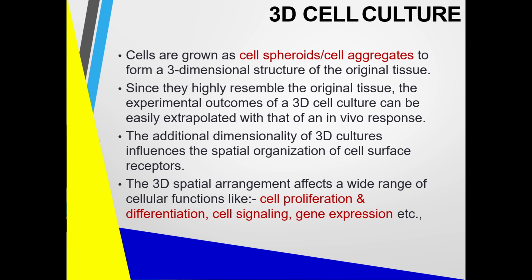In 3D cell culture, cells are grown as cell spheroids or cell aggregates to form a three-dimensional structure of the original tissue. So instead of having a flat layer of the cells, we can actually grow the cells into a specific shape that we want. Since they highly resemble the original tissue, the experimental outcomes of a 3D cell culture can be easily extrapolated to that of an in vivo response.